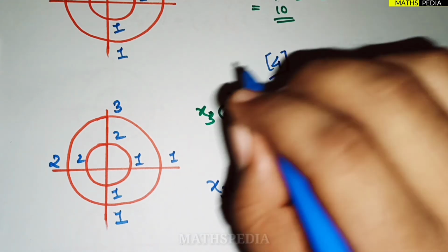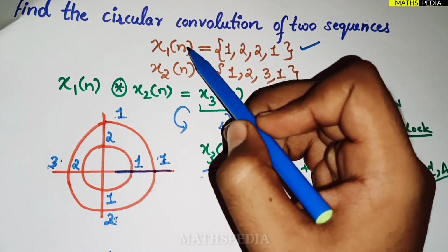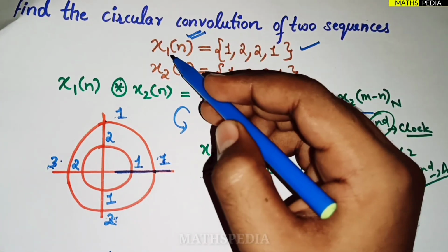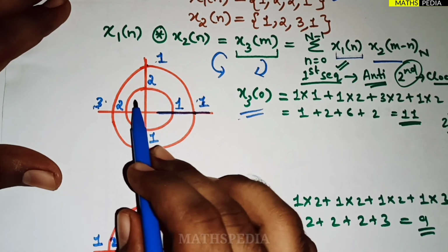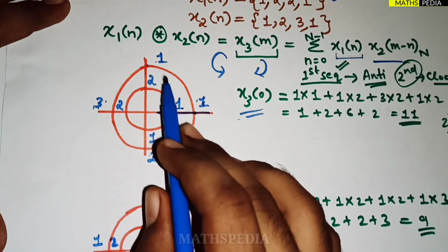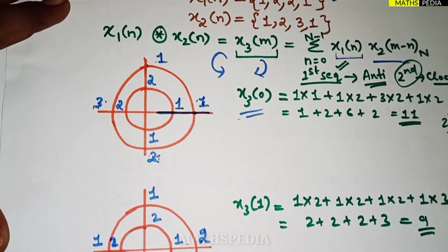And one more thing I should tell you, that if you take this as the second sequence instead of first sequence and this as the first sequence, it doesn't matter. One thing you remember, you have to just fix one sequence and keep on rotating anti-clockwise the other sequence. That is the main thing.